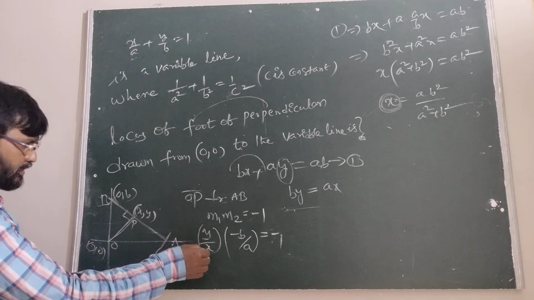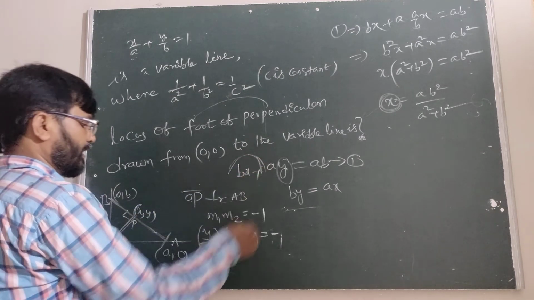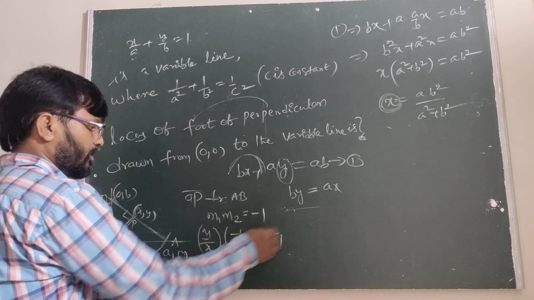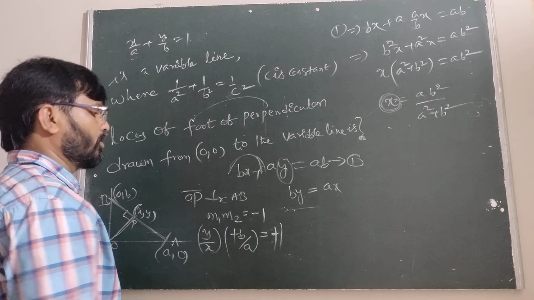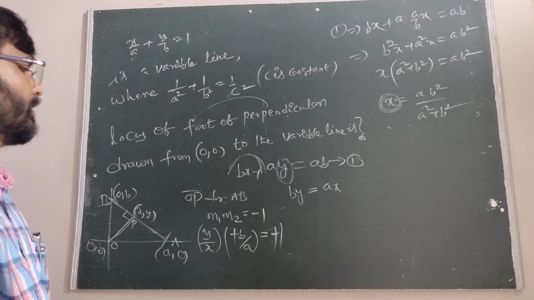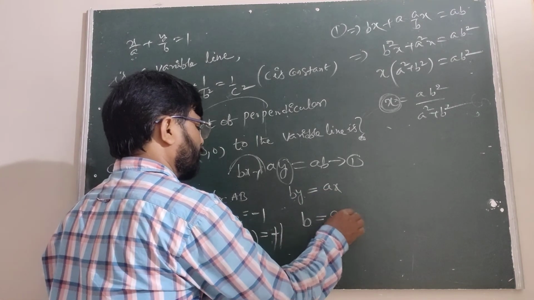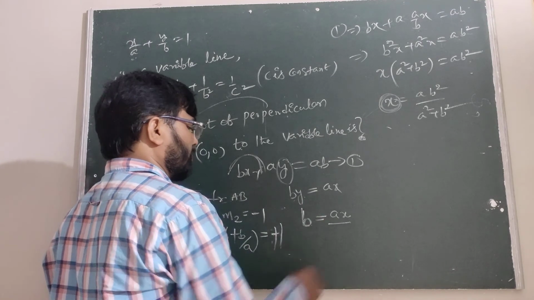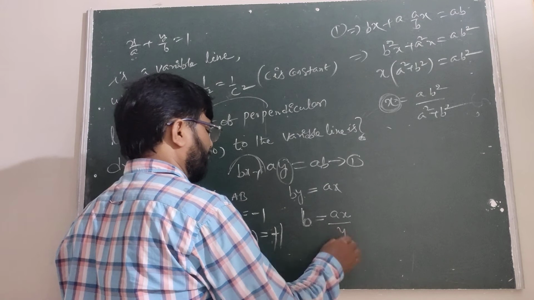y by x. This is the slope of the line. The slope of the line is minus b by a, minus minus plus. Now this gives by equals to ax. Therefore, now we can substitute b equal to ax by y, is it clear? The b equals ax by y.